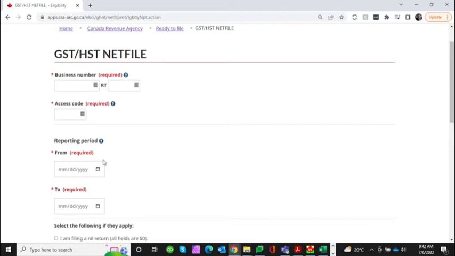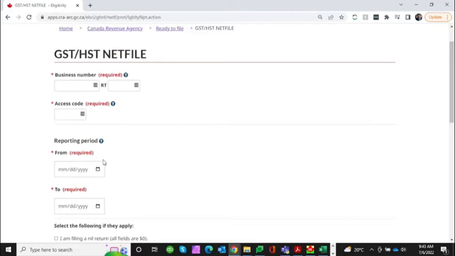The difference between HST and GST is there for sure, and the rates are different as well. Anyway, you can Google the difference. So the output tax is simply, for example, for this self-employed person that I'm going to be doing the filing for, he has collected HST on his income.